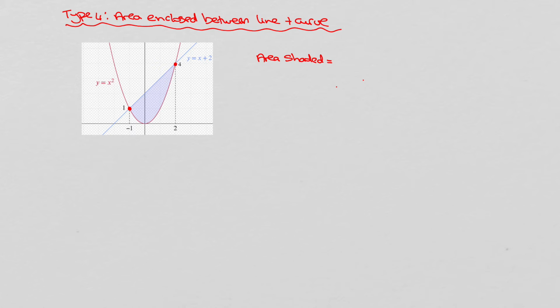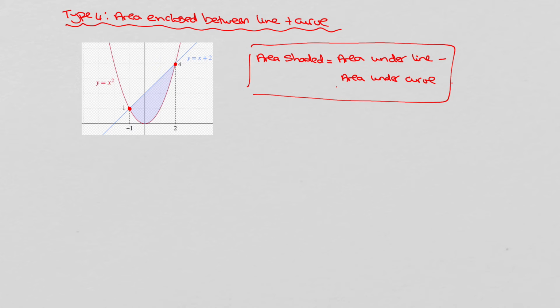will be equal to, in this case in particular, the area under the line minus the area under the curve. Sometimes it can be the other way around, depends on the function that you were given. So what that basically means is, if I was looking at that function there, that shaded area is the area under the line between those 2 points of intersection.